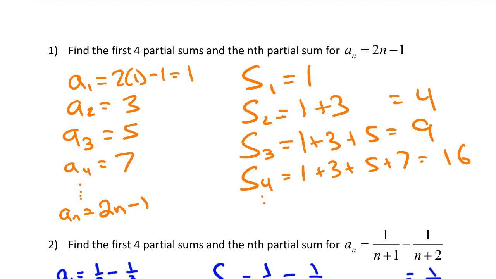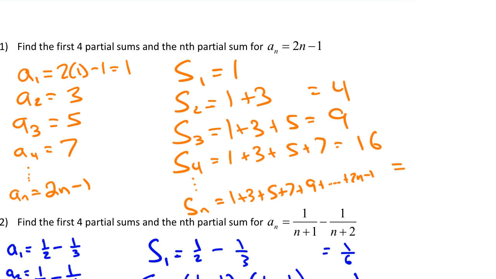If I kept that pattern going, the nth partial sum would be 1 plus 3 plus 5 plus 7 plus 9, plus all the way until we got to 2n minus 1. And that sum, well, there seems to be a pattern here. We go 1, then 4, then 9, then 16. If we went to the next one, S sub 5, the fifth partial sum, 16 plus 9 is 25.